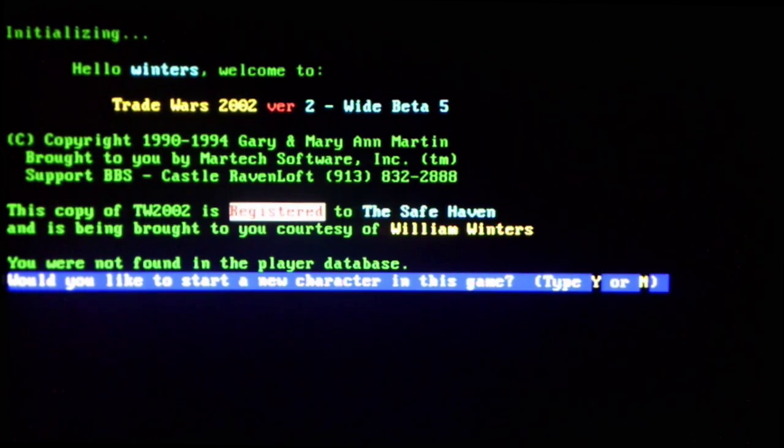So if we take a look at this copy of Trade Wars 2002, it is registered to the Safe Haven and is being brought to you courtesy of William Winters. Yes, this is one of those rare occurrences where I spent money and registered the software and paid for it. We are looking at Wide Beta 5, and this actually came off of floppies. I'm not sure what I was doing. It sort of looks like a game was generated and everything was installed. Let's take a look. Let's create a character.